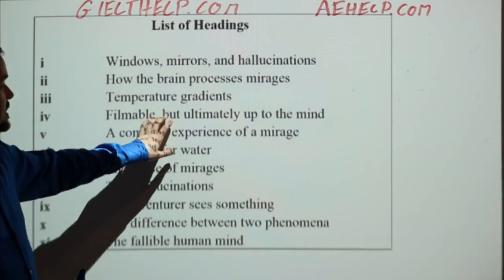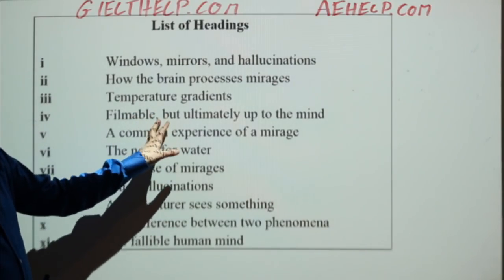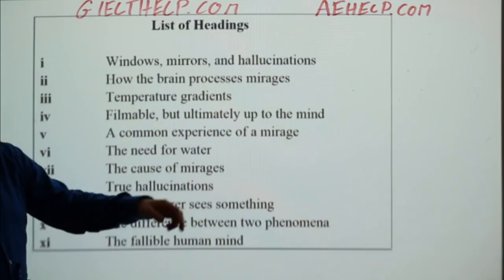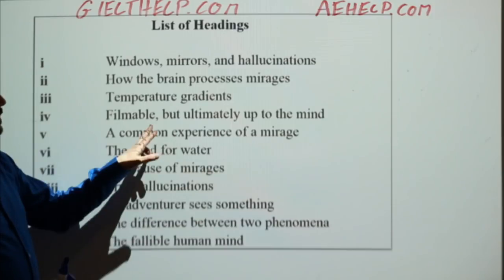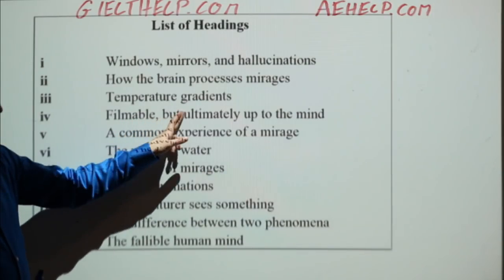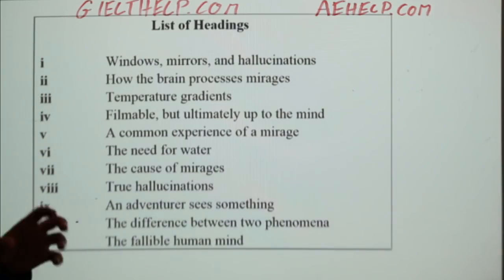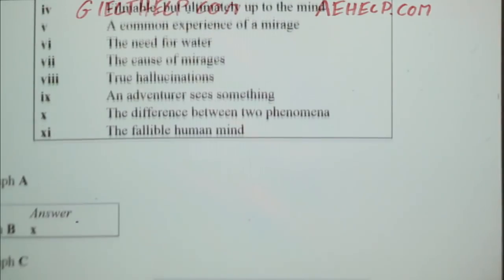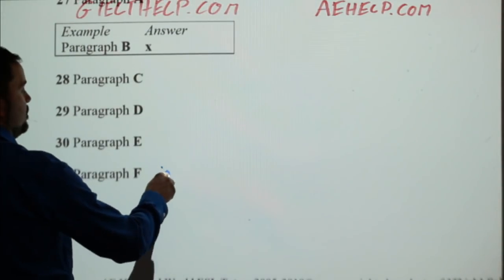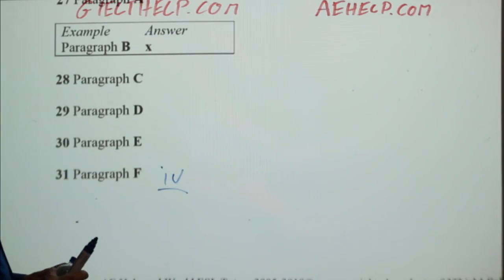This is a better answer than this because it's a two-part answer. It's filmable, but it's up to the mind. This answer is okay, but it's only half of the answer. This is the full answer. Filmable, but up to the mind. So don't overthink it. All right? Number 4 is the right answer there. So for paragraph F in your answer sheet, hopefully you're putting in the Roman numeral number 4 like that, and now you've gotten them all correct.